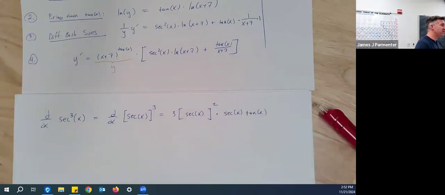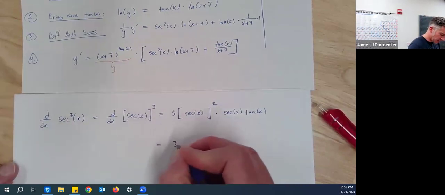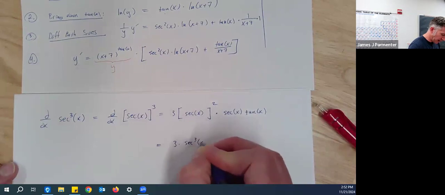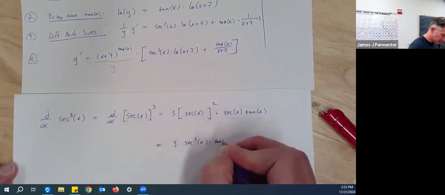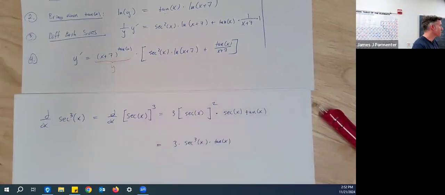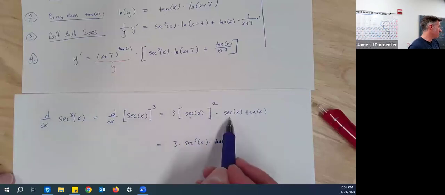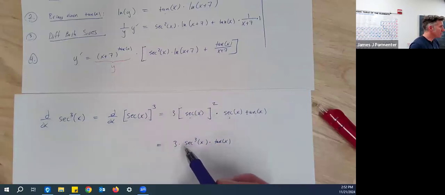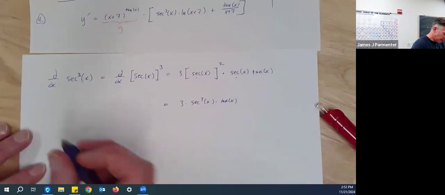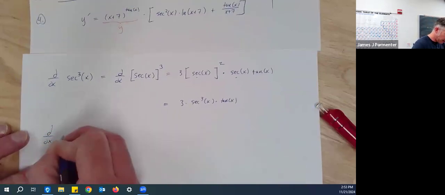And if you were told not to simplify, you should stop. Even if it's really, really tempting to say secant squared times secant is another secant cubed. But then if you did want to simplify, it would simplify as 3 times secant cubed of x times tangent of x. Okay, so secant squared times another secant. All right, why don't you all try this one? Find the derivative of tangent to the 6th power.